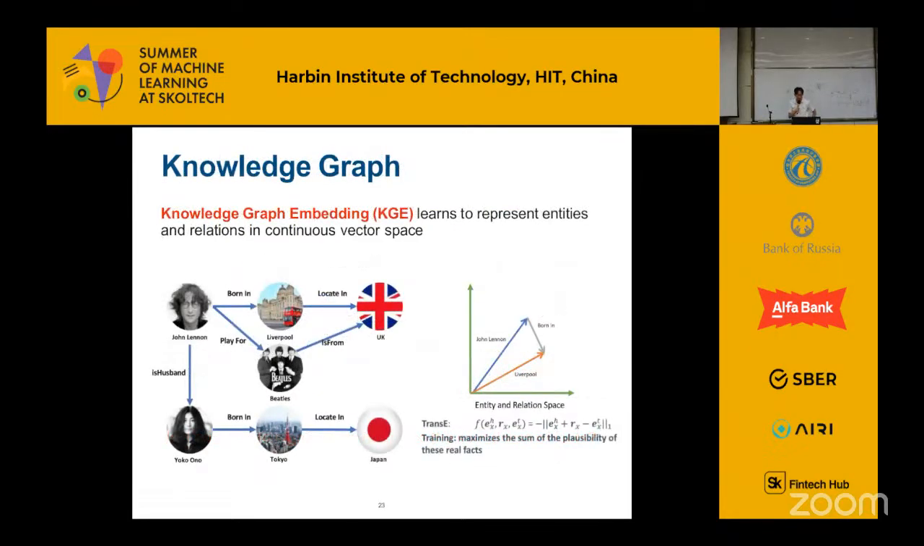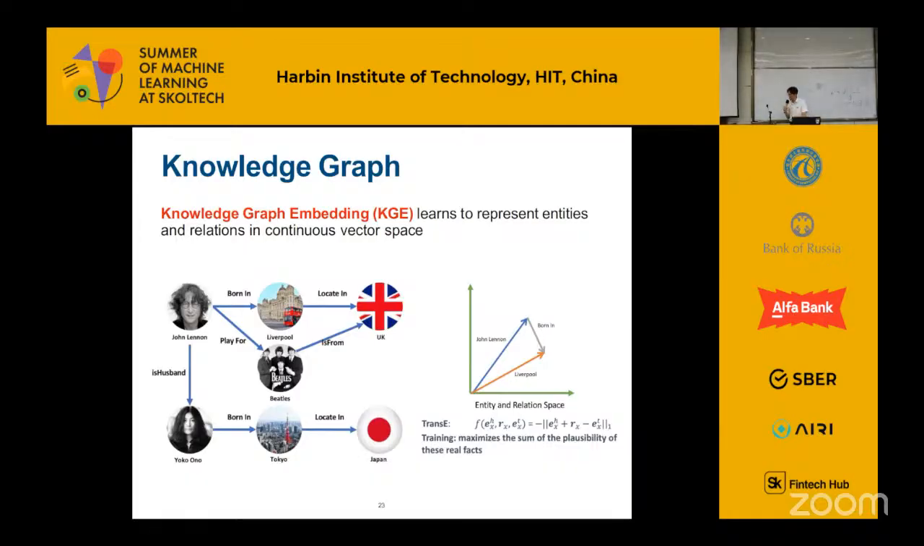And what is knowledge graph embedding? It's a kind of representation learning method that learns to represent these entities in the continuous vector space in order to make them computable. Because the modern machine learning system, especially the deep learning system, has to get the continuous vector representations as inputs or as the main layers in order to make them happen.